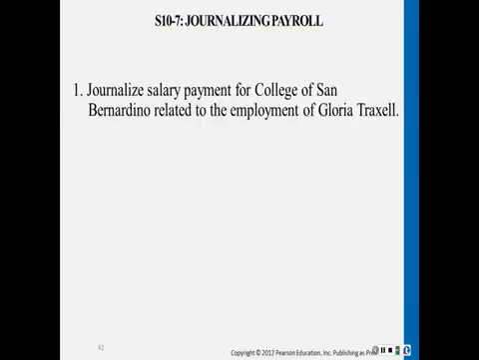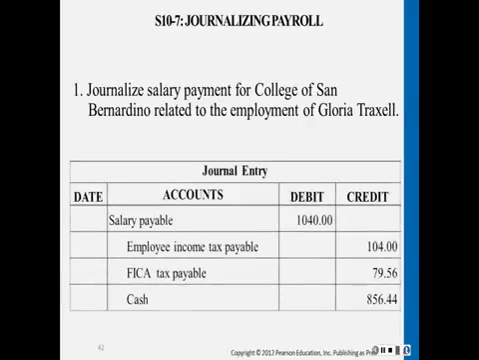Journalize the salary payment for College of San Bernardino related to the employment of Gloria Traxel. Salary payable is a debit of $1,040. Employee income tax payable is a credit for $104. And FICA tax payable is a credit for $79.56. And cash is a credit for $856.44.